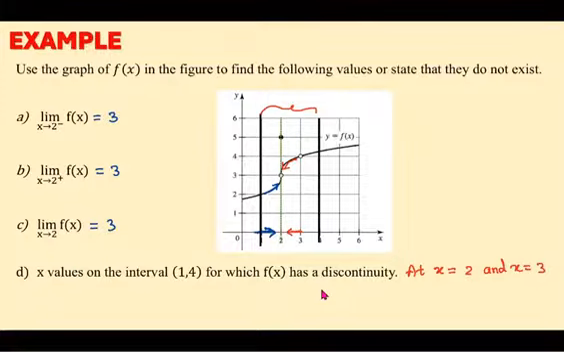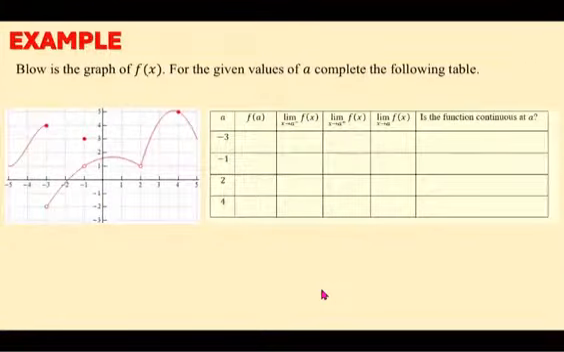Okay, let's look at one more example. So here we have the graph. Below is the graph of f of x, which is given to you. And for the given values of a, these are the different values of a, we have to complete the table. Okay, so let's see how we can do this.